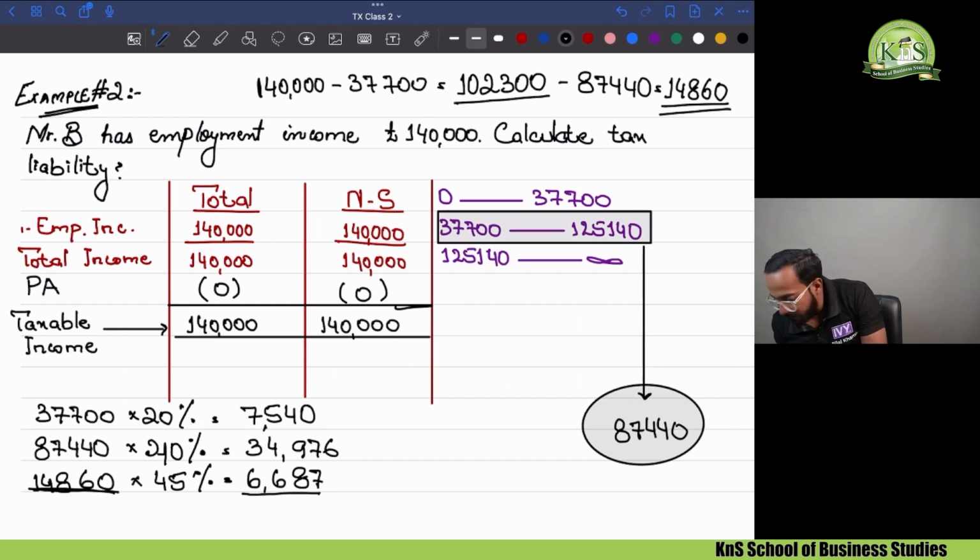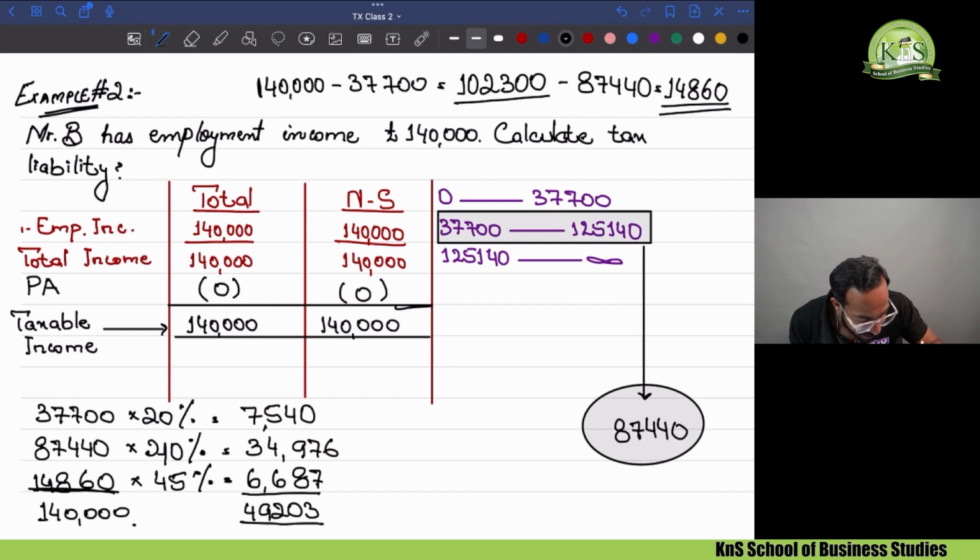34,976 plus 7,540 plus 6,687. This is your tax liability. You just need to make sure that you have applied tax correctly. Just add the first column. That's a double check.